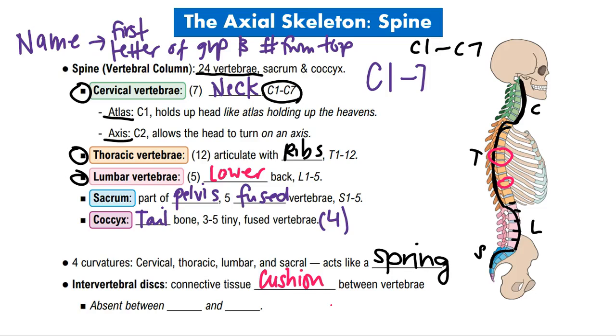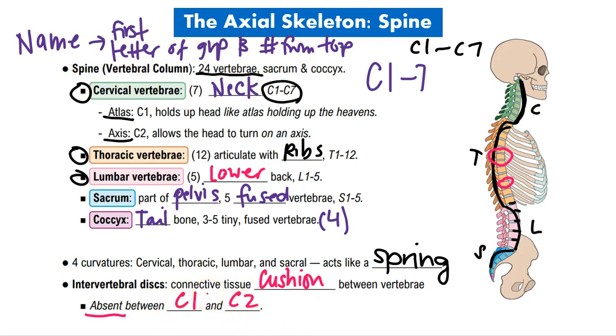I mean, sometimes you could have been injured, or even if you have a certain amount of weight on you, you could basically force some of that cartilage to just spill out, which would cause a lot of pain because you might start hitting nerves. Now, again, this intervertebral disc or connective tissue is absent between C1 and C2. You can also say axis or an atlas.